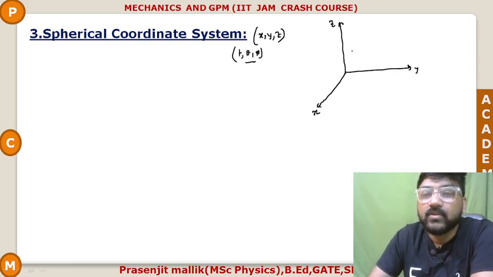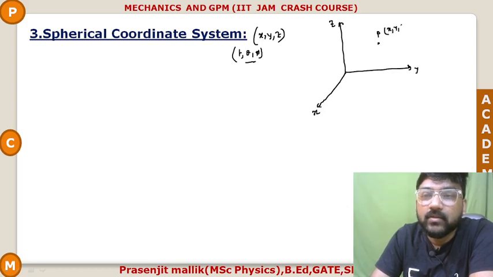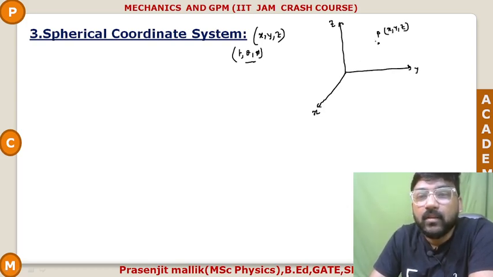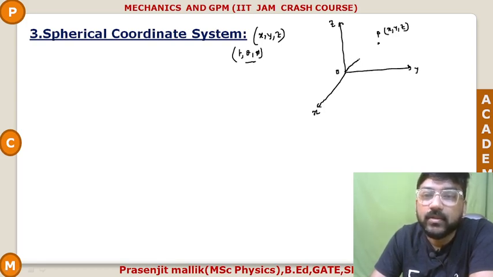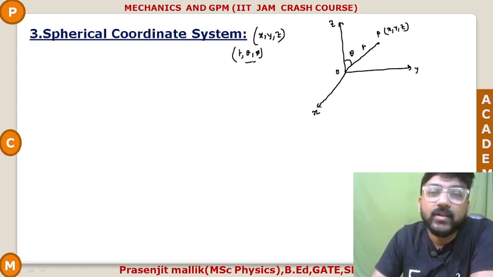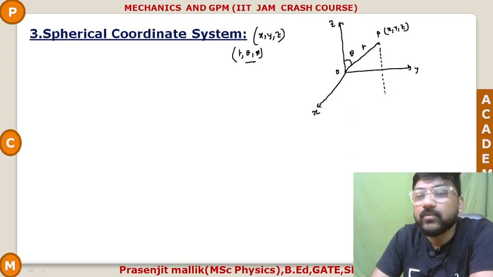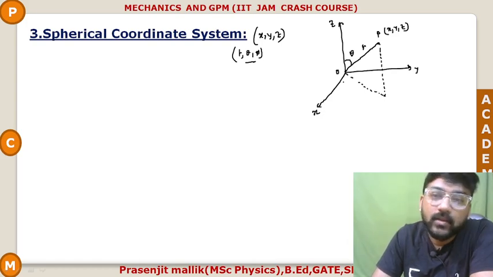First let me define what r, theta and phi are. Suppose we have a point P in the coordinate system, which has the coordinates x, y and z. R is the distance from the origin to this point P, simply. So this is our r, and theta is the angle between z and this r. And if you take the projection of r on the xy plane, then this angle is basically phi.